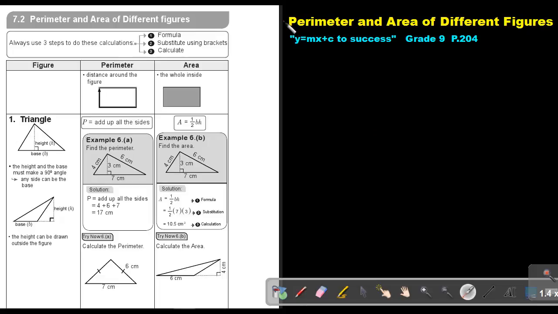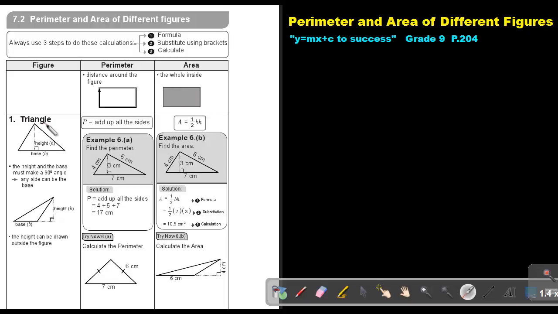Part 6. The perimeter and area of different figures. You will find this on page 204 in the Namibia Mathematics Grade 9 textbook. Always use 3 steps to do these calculations. Write down the formula, substitute using brackets, and then do the calculation. Okay, the perimeter is the distance around the figure, and the area is the whole inside.